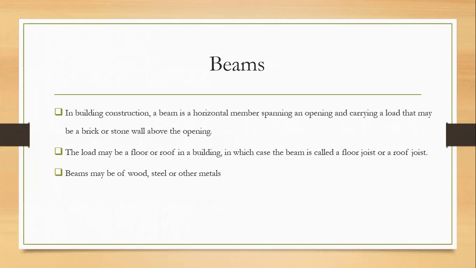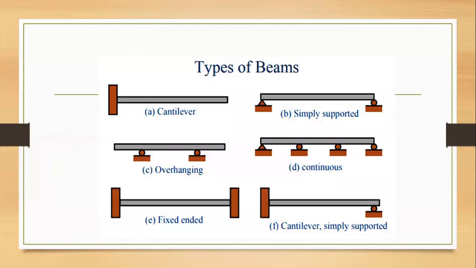Beams may be made of wood, steel, or other types of metals. So here are some examples of different types of beams. For example, here we see an example of a cantilever type beam where we find the beam is anchored to one side, so it's probably a wall. We don't see an anchor on the other side. Here we see the beam is not actually anchored, but it's actually supported by another structure from underneath.